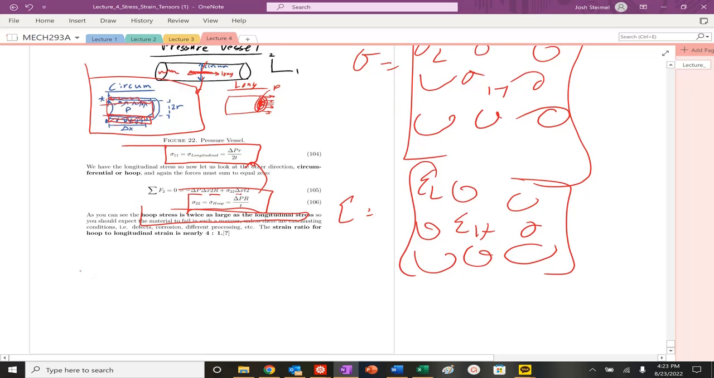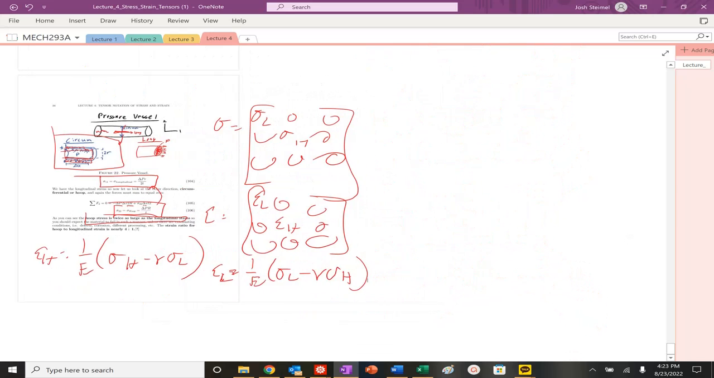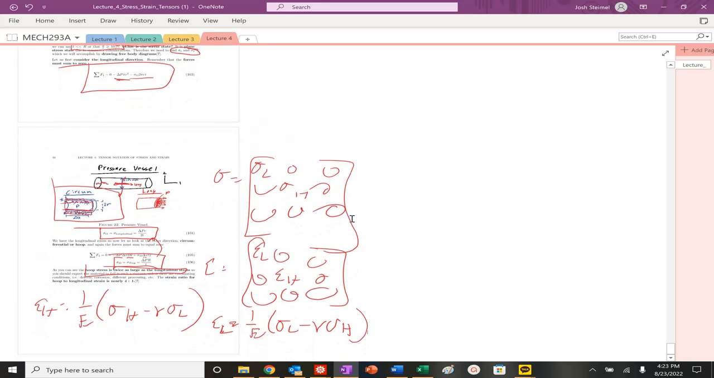And if you want to figure out our expression for hoop strain, it will just be 1 over E times sigma hoop minus mu times sigma L. We're just using our equation 98 that we just went through previously. Epsilon L will be 1 over E times sigma L minus mu sigma H. And there we go. So we are already in a principal stress state. They're all already normal stresses, although more of that is going to come next time.